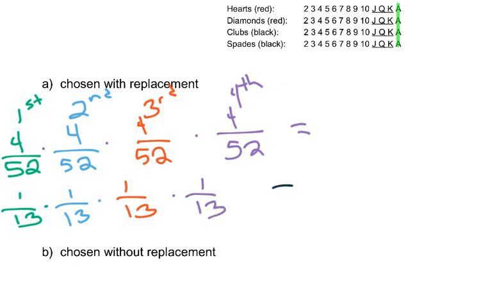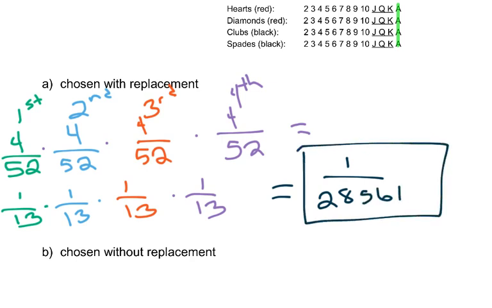And then we multiply these 4 together. So you're multiplying straight across. 1 times 1 times 1 times 1 is 1, and 13 times 13 times 13 times 13 is 28,561. And that is your probability for selecting 4 aces in a row with replacement.